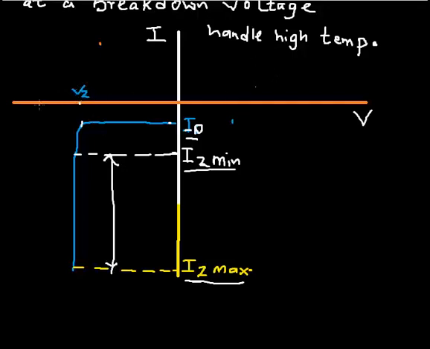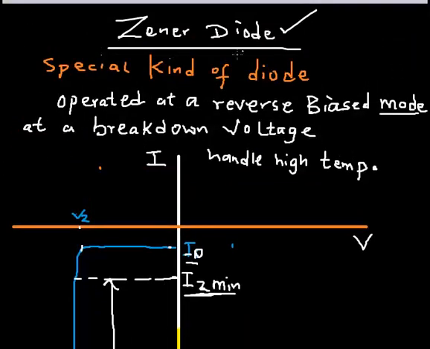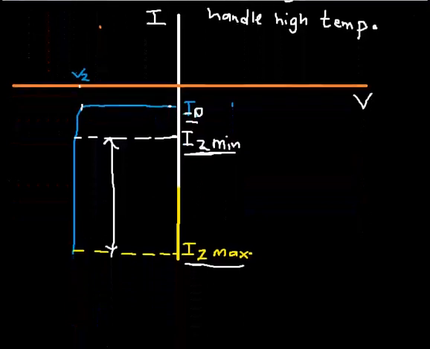Even though you supply more voltage to the Zener diode, as long as it's operating in this region, it will always deliver this constant Zener voltage within the range of current IZ minimum and IZ maximum. That is why we say a Zener diode is good as a voltage regulator, giving a constant output voltage to the load.